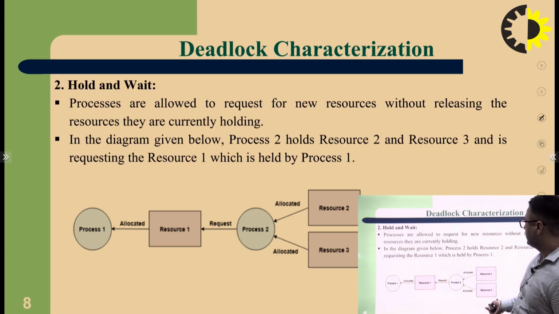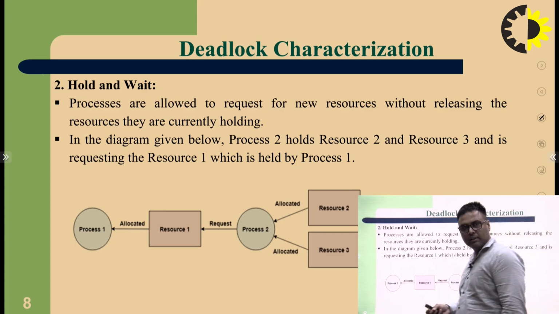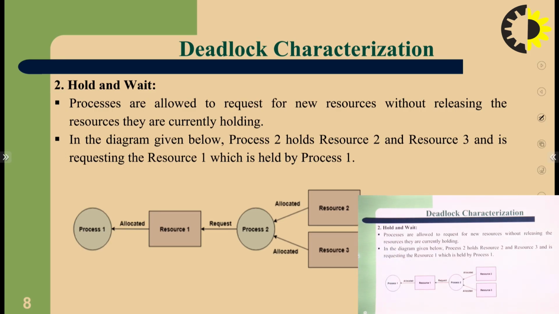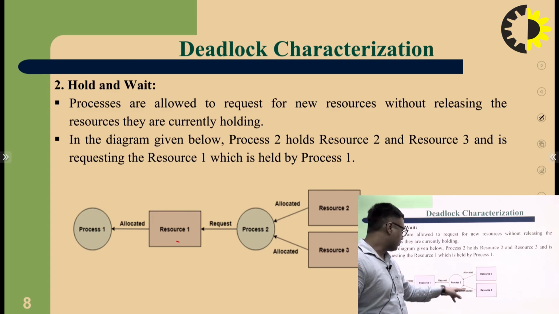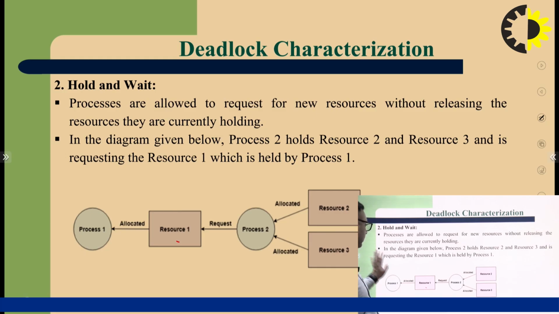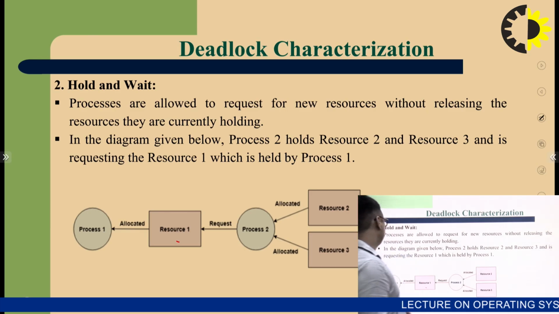Next is hold and wait. Hold and wait means one process is holding a resource and demanding another resource. That is a holding condition. In this figure, resource 1 is allocated to process 1, and process 2 requests resource 1 and is allocated resource 2 and resource 3, but resource 1 is allocated to process 1. That situation is the hold and wait situation.